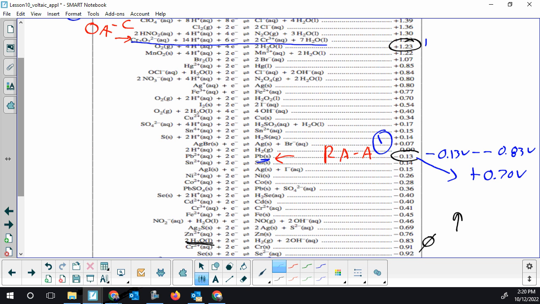So the OA is way up high compared to the new reference. We've got to go up 0.83 to get to the 0, and then we've got to go up another 1.23. So that's something you could just add those two pieces together. Or if you like a formula, take the old reduction potential, subtract the new reference. 83 volts.